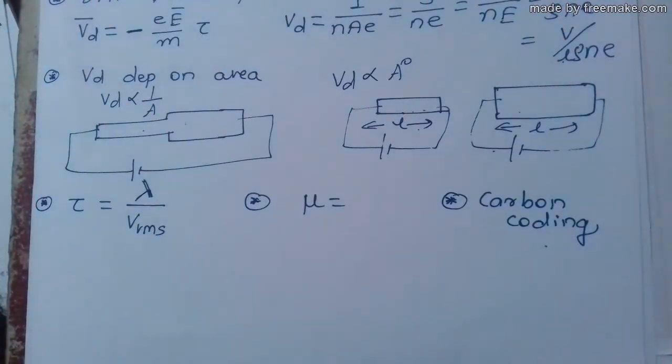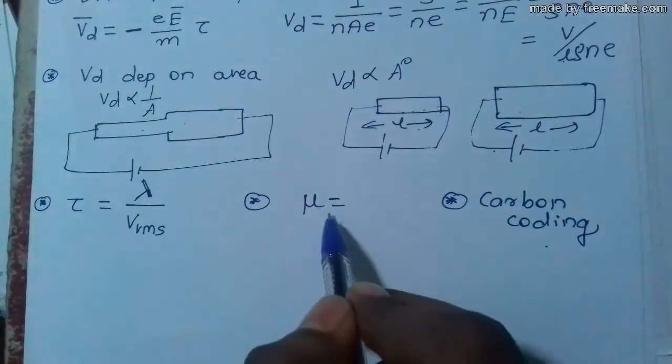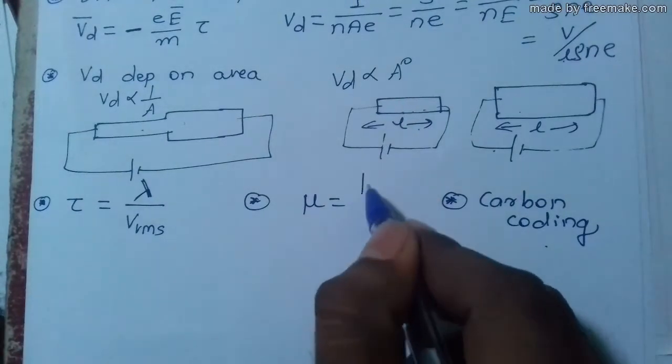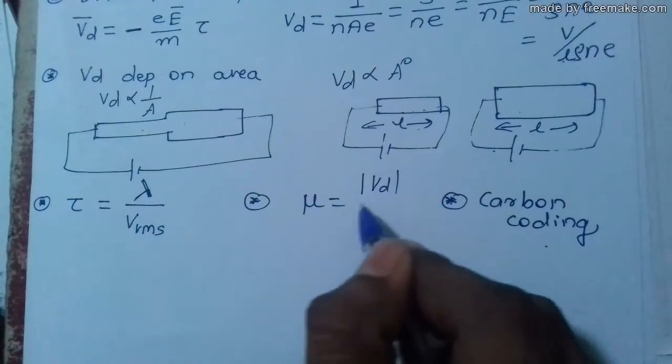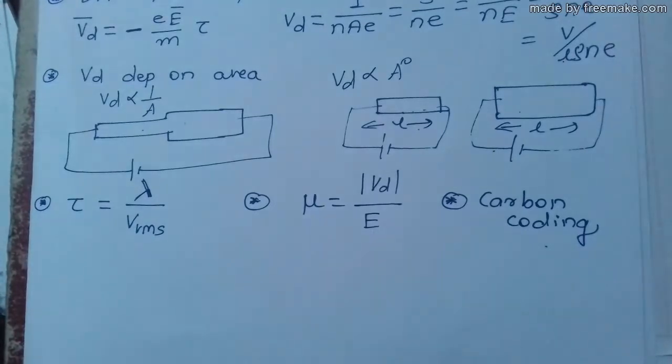Then this is mobility. It is the mod of Vd divided by electric field.